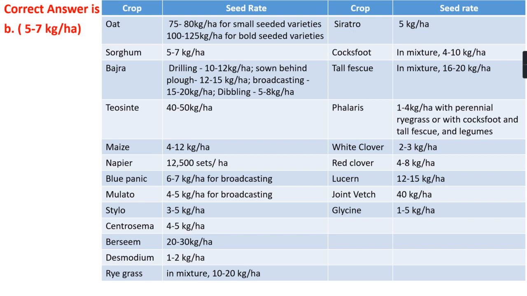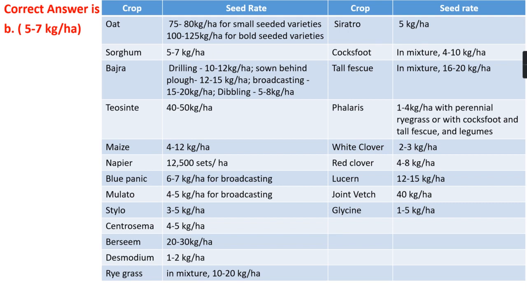Ryegrass in mixture, 10 to 20 kg per hectare. Ceratro, 5 kg per hectare. Cocksfoot in mixture, 4 to 10 kg per hectare. Tall fescue in mixture, 16 to 20 kg per hectare. Phalaris, 1 to 4 kg per hectare with perennial ryegrass or with cocksfoot and tall fescue and legumes.